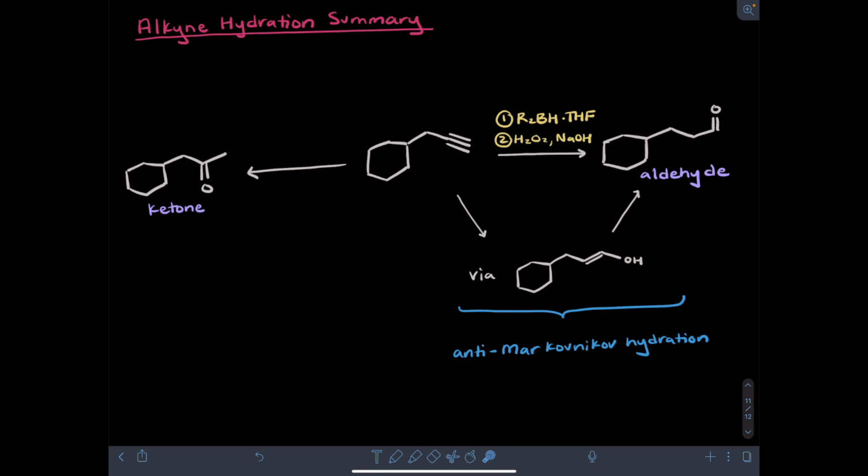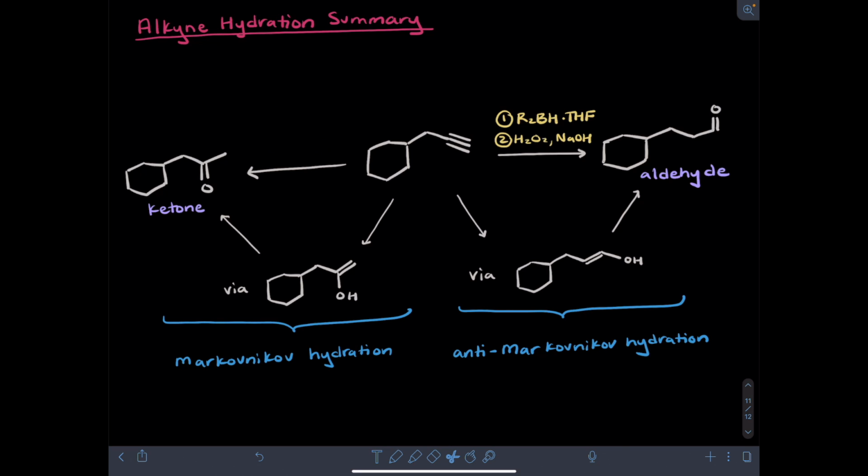To get this regioselectivity and form the anti-Markovnikov product, the aldehyde, you would want to use hydroboration-oxidation conditions. To get to the ketone product, you would want Markovnikov hydration to occur, where you've added a hydrogen to the less substituted carbon and the OH group to the more substituted carbon. And when it tautomerizes, this would get converted into that ketone where the C=O double bond is second from the right. For alkynes, Markovnikov hydration occurs when you treat the alkyne with mercury sulfate, sulfuric acid, and water.